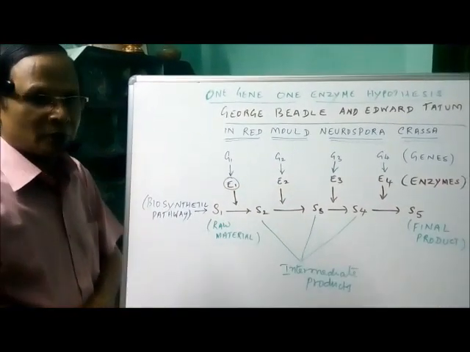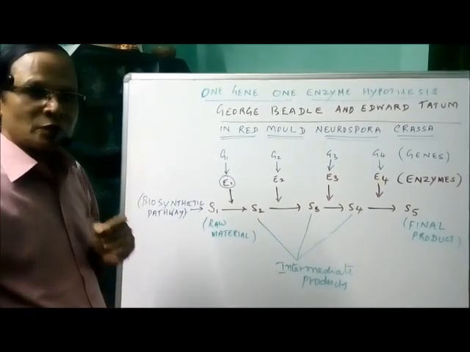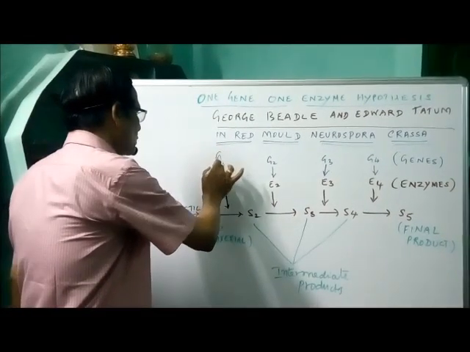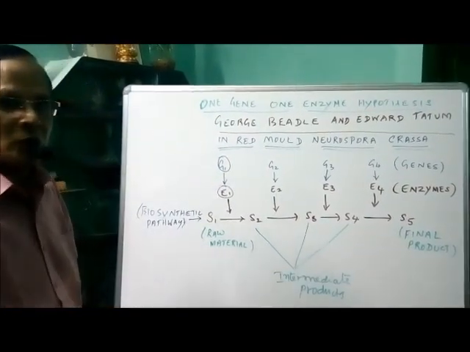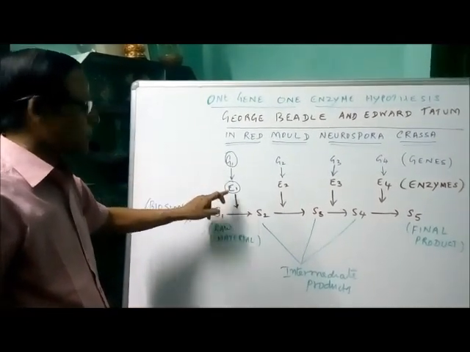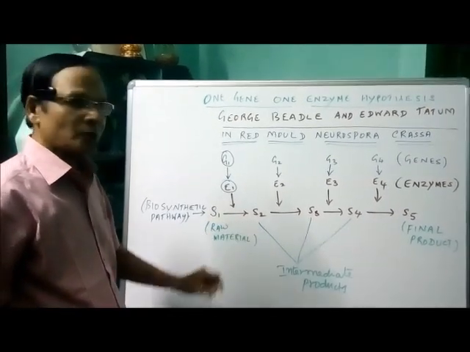These are all the enzymes for catalyzing a particular step. And each enzyme production is under the control of a specific gene. For example, E1 is being produced under the control of gene 1. That gene is responsible for the production of enzyme 1 that catalyzes a reaction, that is S1 to S2.